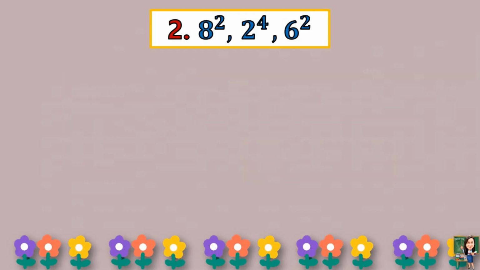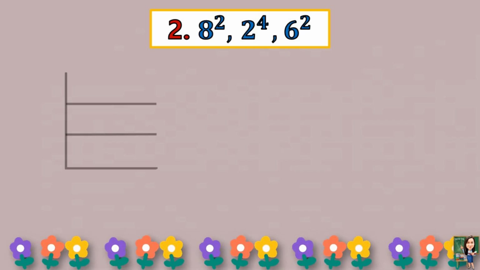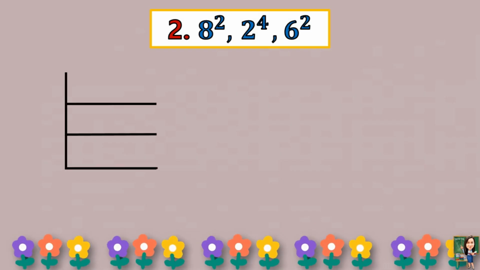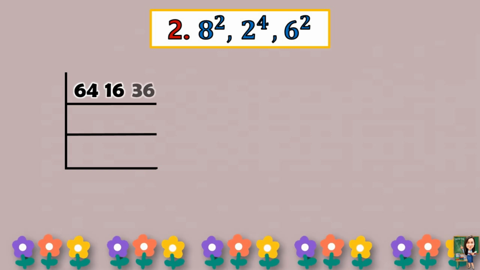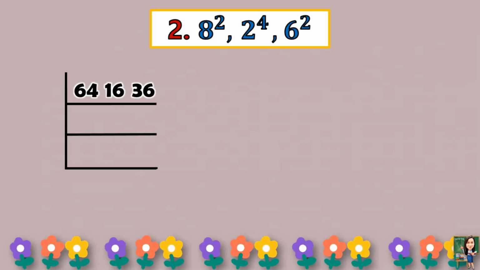Number 2. 8 squared, 2 to the 4th, 6 squared. 8 squared, 8 times 8 equals 64. 2 to the 4th, 2 times 2 times 2 times 2 equals 16. 6 squared. The common divisor of 64, 16, and 36 is 2.